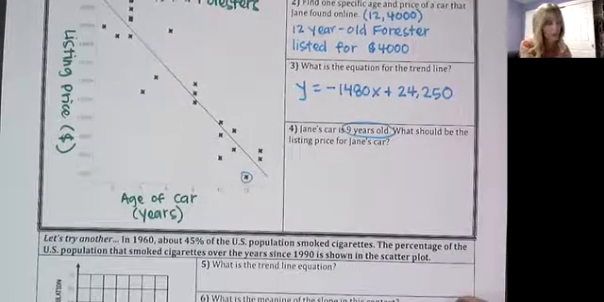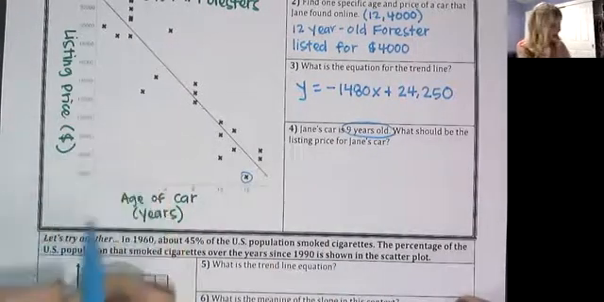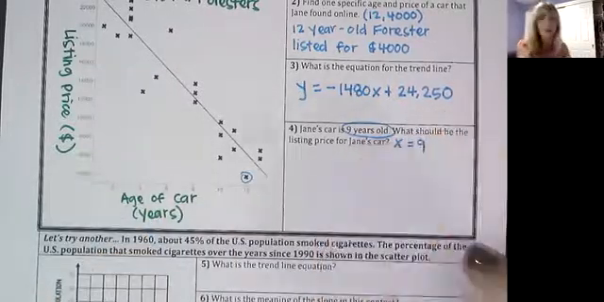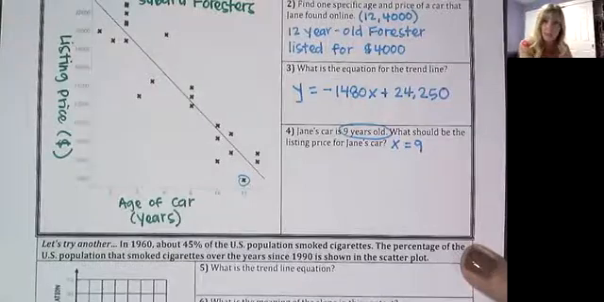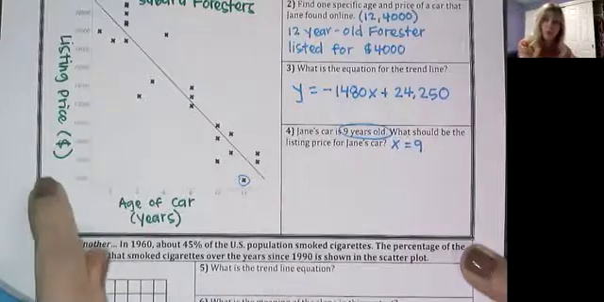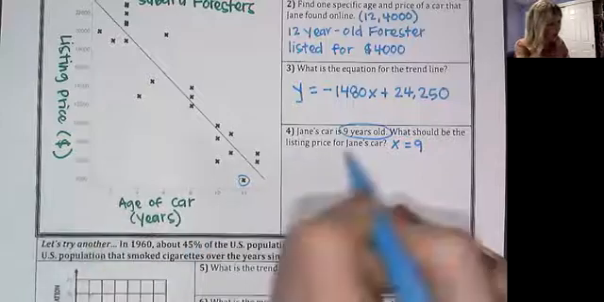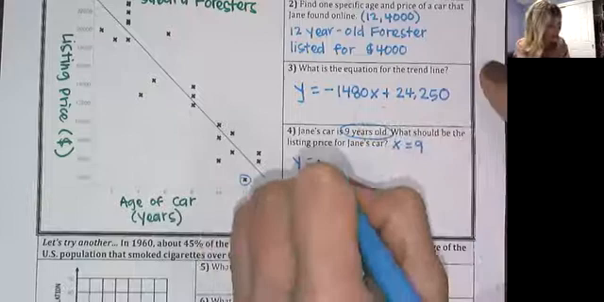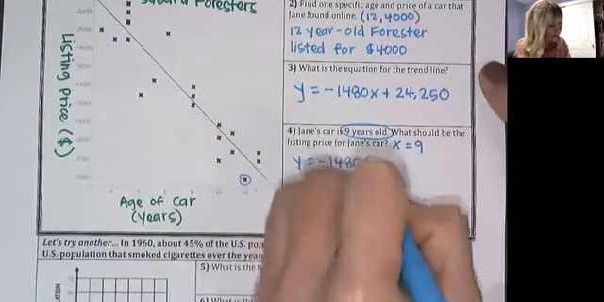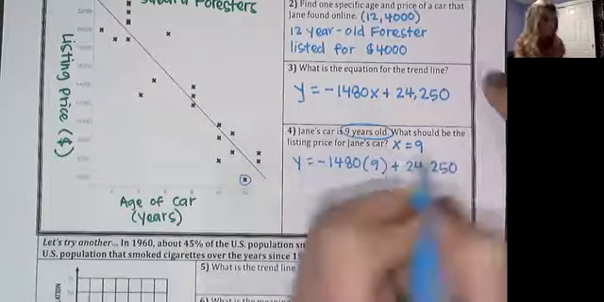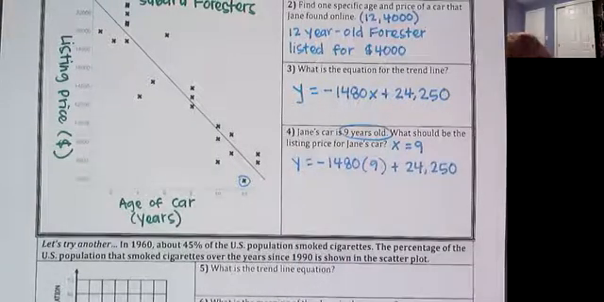She knows the age. In my scatter plot, age was on the x-axis. So what that tells me is I actually have an x value. And I'm going to use that x value along with my algebraic equation here to help me find a y value, which will be the answer to Jane's question, listing price. So all I have to do is take this x value and plug it into my trend line equation. Negative 1,480 times 9 plus 24,250. You can just grab a calculator, type it in.